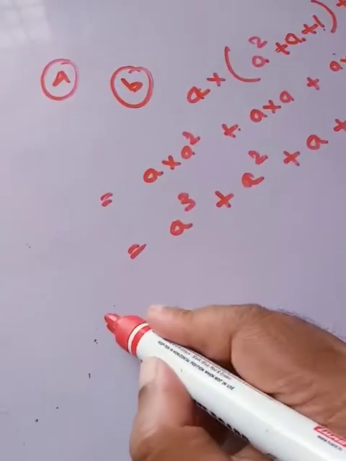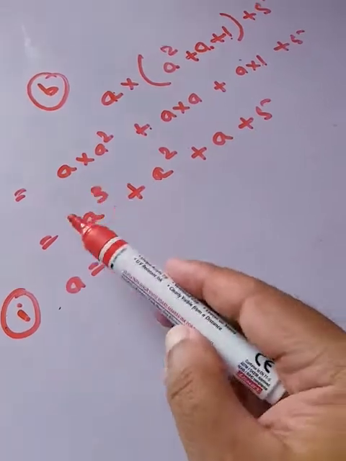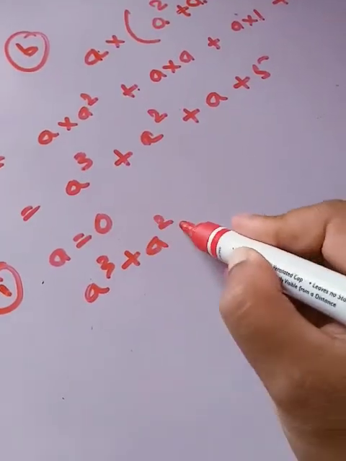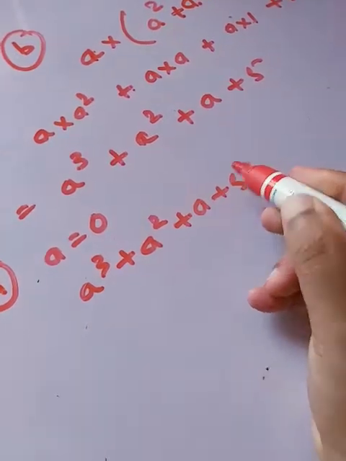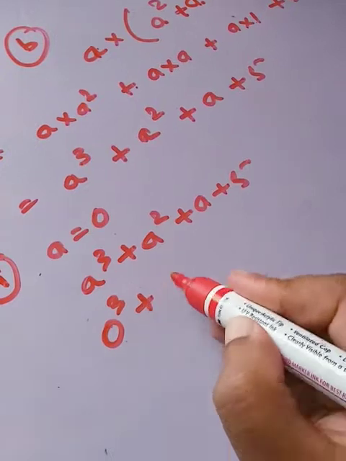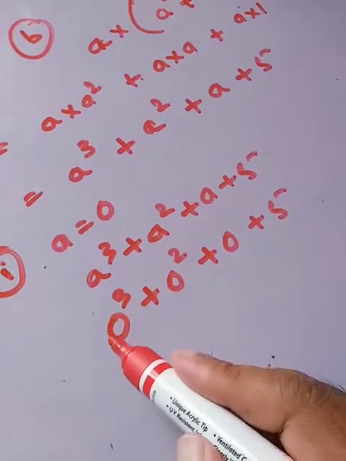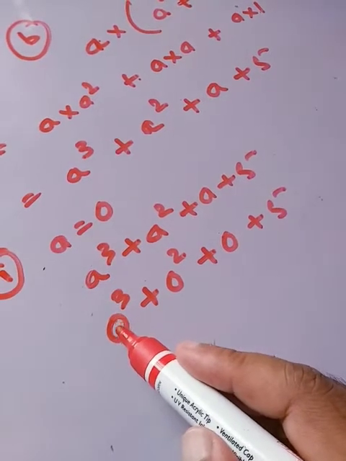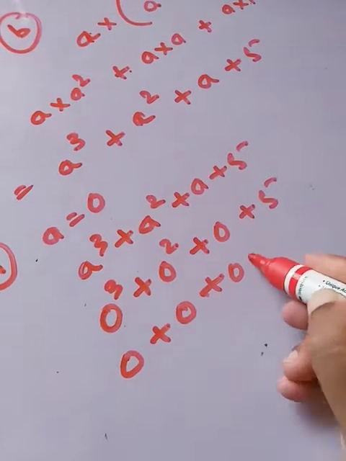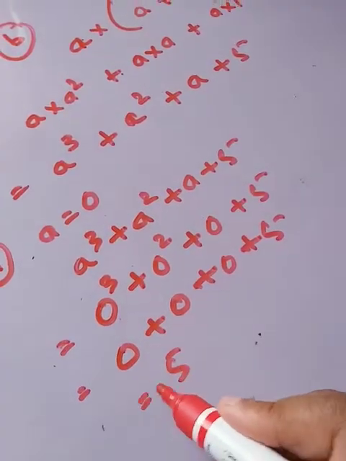Now the first value of A is given. A is equal to 0. Now we have to put 0 in place of A. So let me write the expression first. Now in place of A we have to put 0. So 0 cube, 0 square, 0, plus 5. So all of this will be 0, because if you multiply 3 times 0, it will be 0 only. So 0 plus 0 plus 0 plus 5. What is the answer? The answer would be 5.